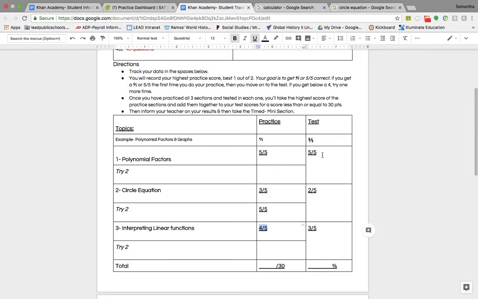Now, I have to record what I get on the test. I cannot retake the test again, even if I get below a 4. When I took the polynomial factor test, I got a 5 out of 5, which is exciting. But when I did interpreting linear functions, I actually got a 3 out of 5. So kind of stinks, but I cannot take that. Now, if you were ever in a situation where you get a 3 out of 5 on the circle equation, what am I supposed to do?